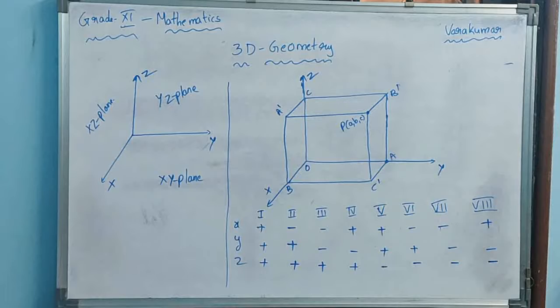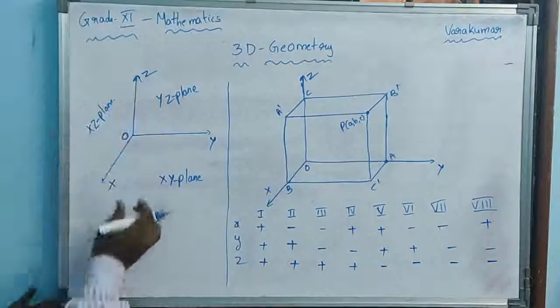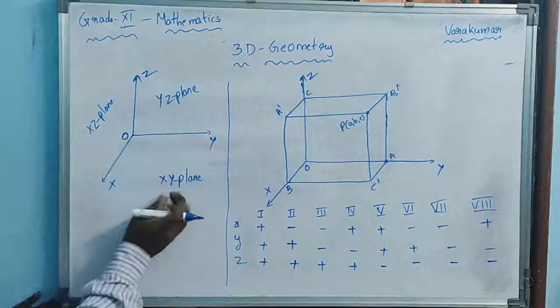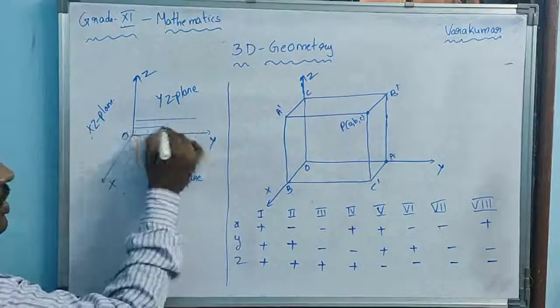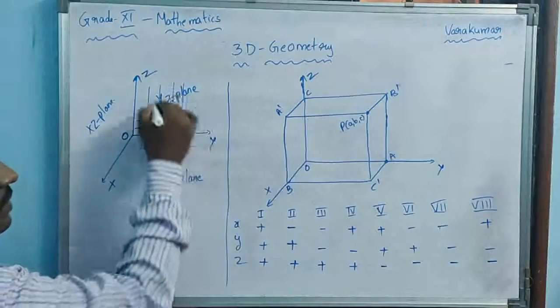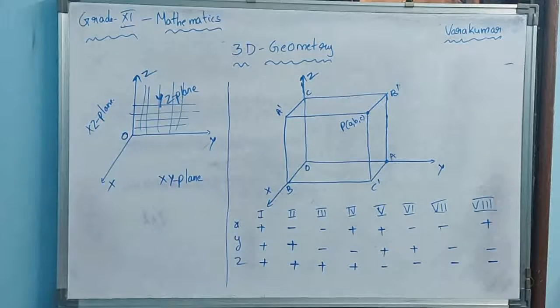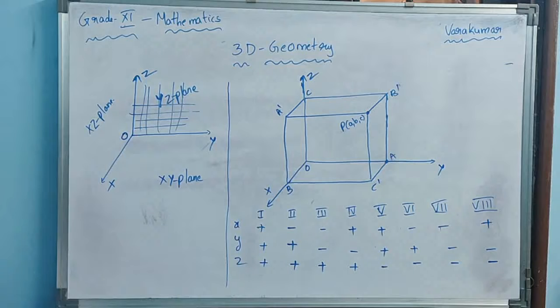Now this is OX, OY, OZ. Now X and Y we can call the XOY plane or XY plane. And this side, that plane is called the YOZ plane or YZ plane. Similarly, here X and Z are present on this side, so it is called the XZ plane. XZ plane. Okay, fine. Once again.